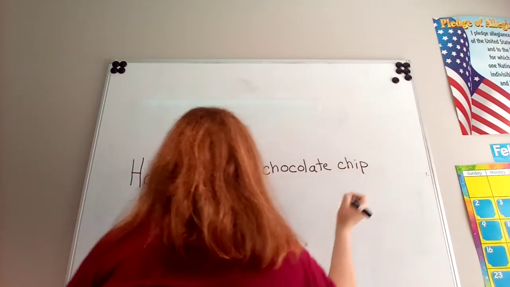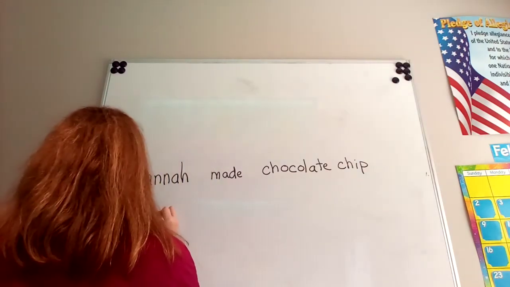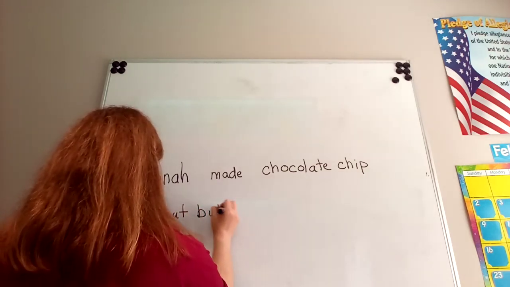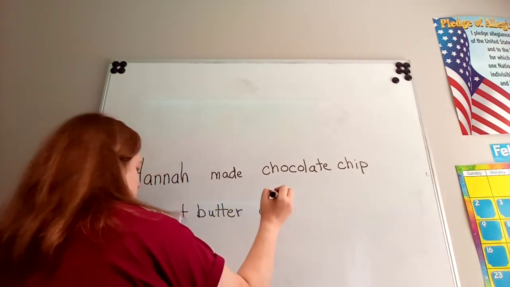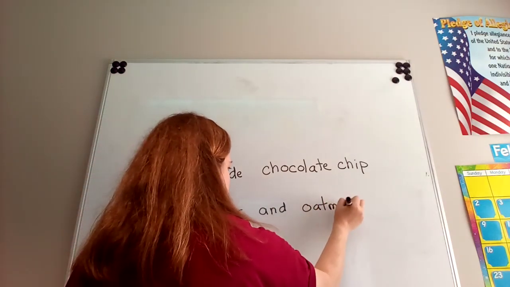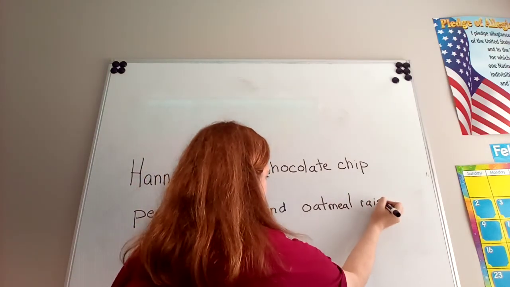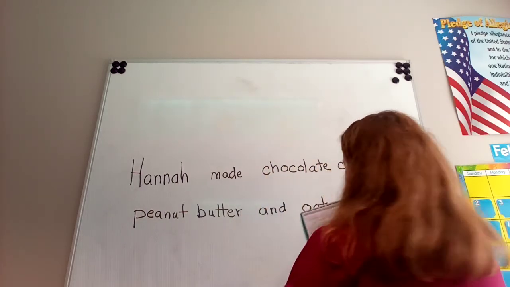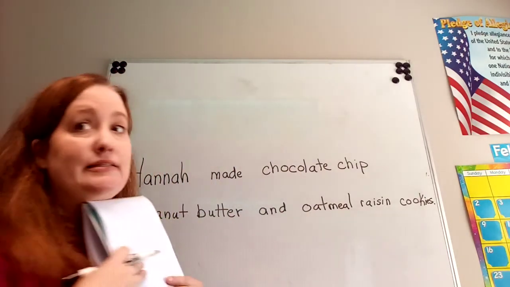Chocolate chip. Peanut butter. And she made oatmeal raisin cookies. So she made 3 different kinds of cookies. Hannah made chocolate chip, peanut butter, and oatmeal raisin cookies.